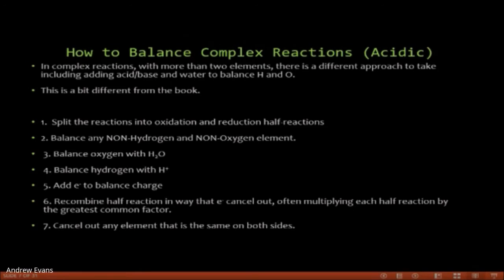Step 1, we split the reaction into its half reactions. Step 2, we balance the non-hydrogen, non-oxygen elements. Step 3, we add water to give oxygens. Step 4, we add hydrogens to balance the hydrogen. Step 5, we add the electrons. Step 6, we find the greatest common factor. And step 7, after we add them together, we cancel things out.